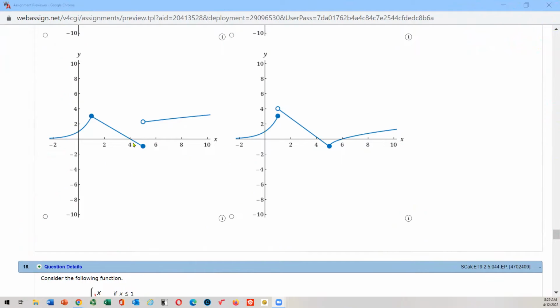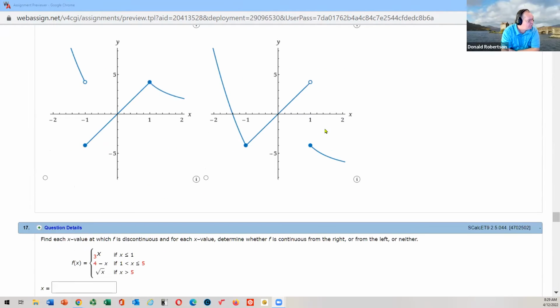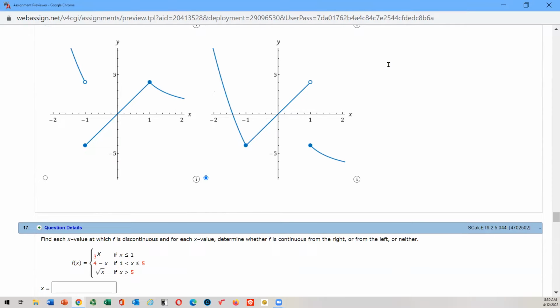Left. Left continuous. You see a solid dot. How about, well, let's use this one, right? This one here. What's happening at x equals 1? Right. What's happening at x equals -1? You're correct. Continuous. Okay. Look at this one now.